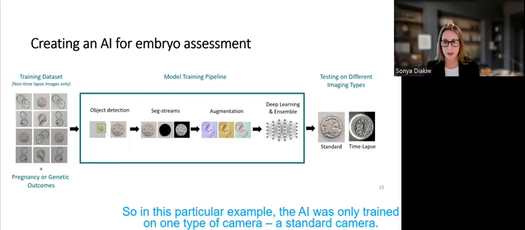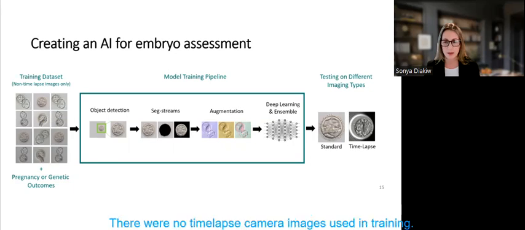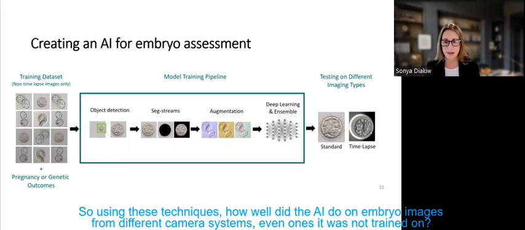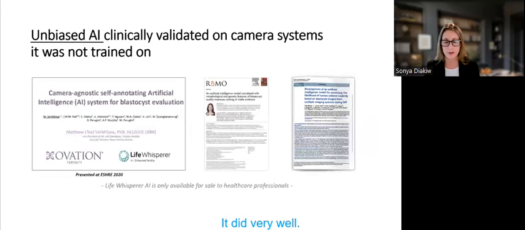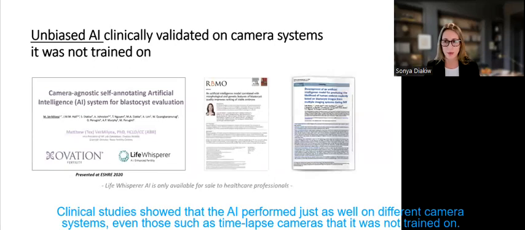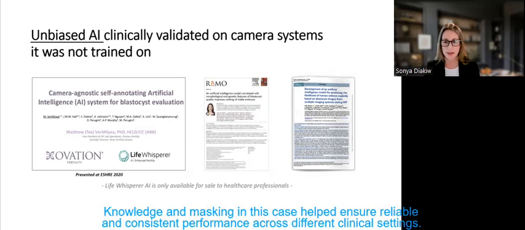So in this particular example, the AI was only trained on one type of camera, a standard camera. There were no time-lapse camera images used in training. So using these techniques, how well did the AI do on embryo images from different camera systems, even ones it was not trained on? It did very well. Clinical studies showed that the AI performed just as well on different camera systems, even those such as time-lapse cameras that it was not trained on. Knowledge and masking in this case helped ensure reliable and consistent performance across different clinical settings.